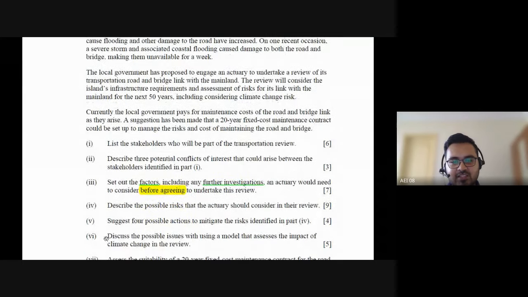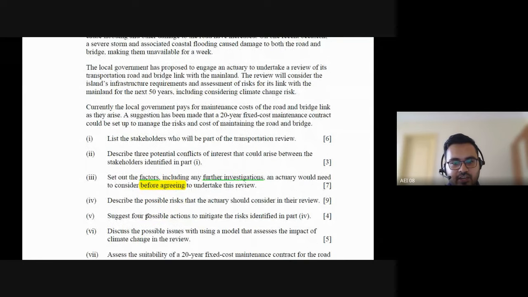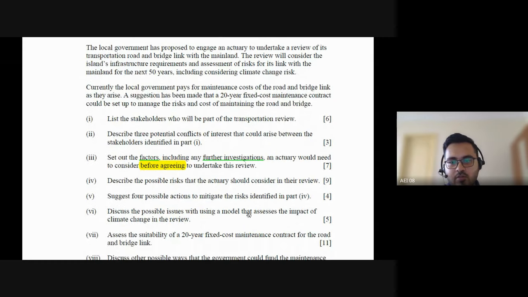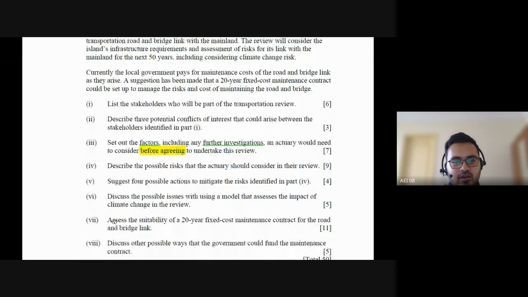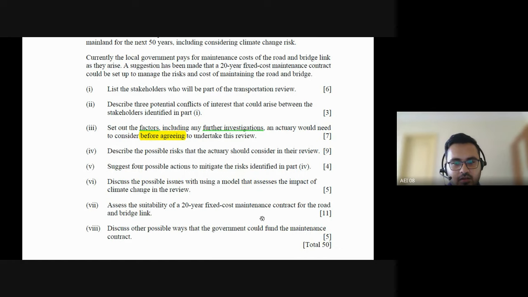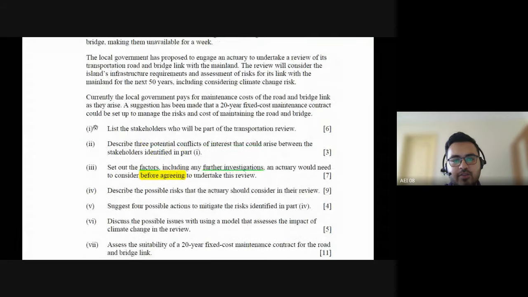And what comes after is nothing. It's not a part of our work right now, because it talks about risk, mitigation of risk, which is later on, model chapter 17. Suitability of maintenance, cost. Okay, so again, it'll be a part of this. Maintenance cost contract. I think it'll be from investment. And then they're talking about other possible ways to fund. Funding and all is not a part of our requirement, but what we have studied today basically accounts for 1, 2, and 3.